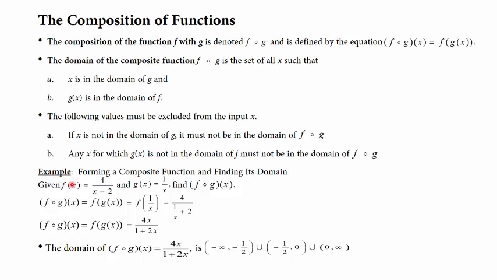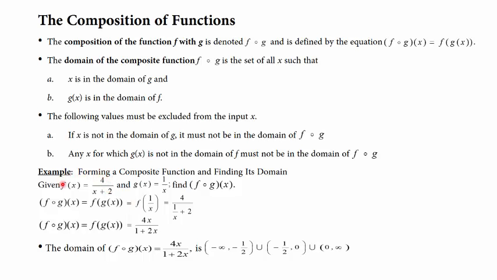Let's take an example. Let's assume f of x is equal to 4x over x plus 2, and that g of x is equal to 1 over x. I want to generate the resulting function by performing the composition of the function f with g. The interpretation of this notation is that it is equivalent to f of g of x, where g of x is defined as 1 over x. Notice here that the function g of x is becoming the input into the function f.